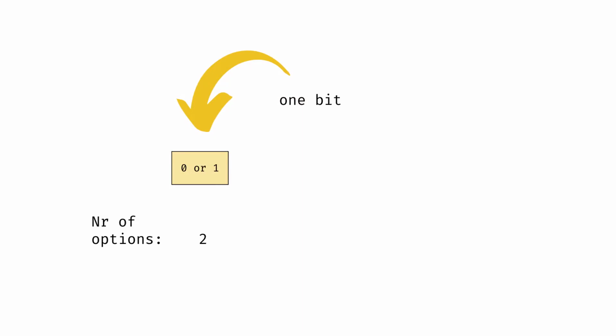Here you can see 1 bit, and 1 bit is depicted as a little square. In this case, a bit can hold two values, 0 or 1. So if we have 1 bit, the total number of options is 2. Alright, so this is how it would sort of work for a Boolean. Let's keep that in mind.